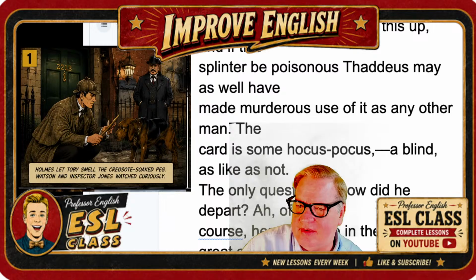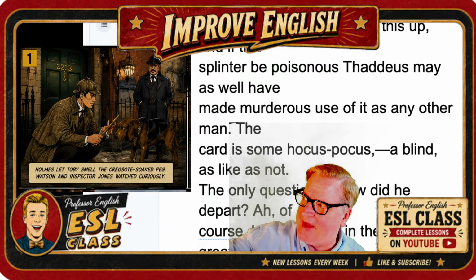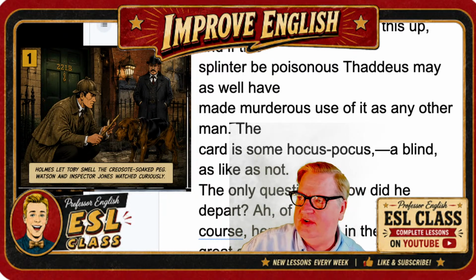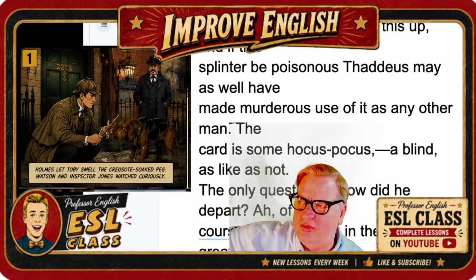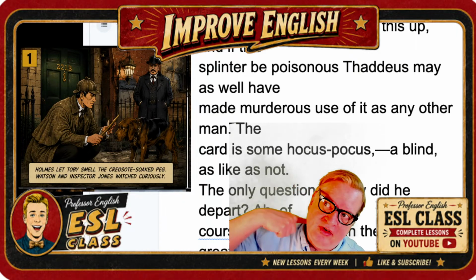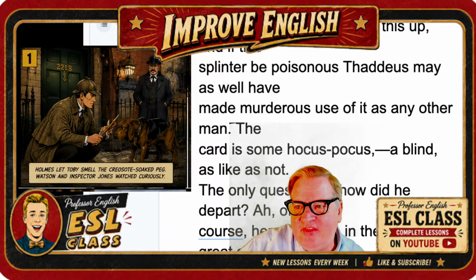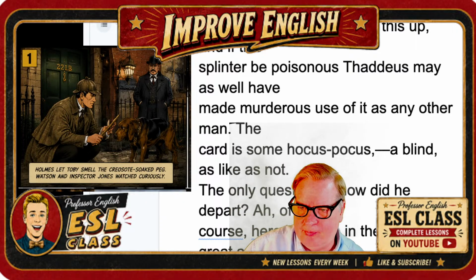So they're saying, how do you explain that weird stone statue? And the detective says, well, the house is full of weird, interesting things. So maybe Thaddeus brought it up. And if there was a poison splinter or thorn in his scalp, maybe Thaddeus did that too.